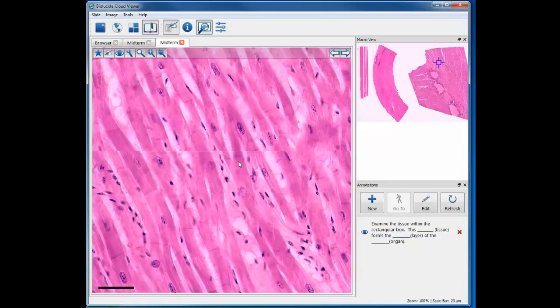And the question was, examine the tissue within the rectangular box, and this tissue forms what of the organ? And it's cardiac muscle tissue that forms the myocardium of the heart. The answers that we accepted were a variety of cardiac muscle, cardiac striated muscle, etc. We even regraded accepting striated cardiac and cardiac striated. So for the first blank, we did have some multiple answers, and after regrading, 85% of the class got that part correct.